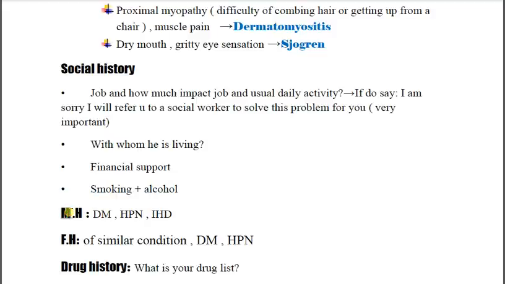Do the patient smoke or drink alcohol? Any medical history of long-standing disease like diabetes, hypertension, any family history of similar condition or long-standing disease? What's the drug list of the patient?